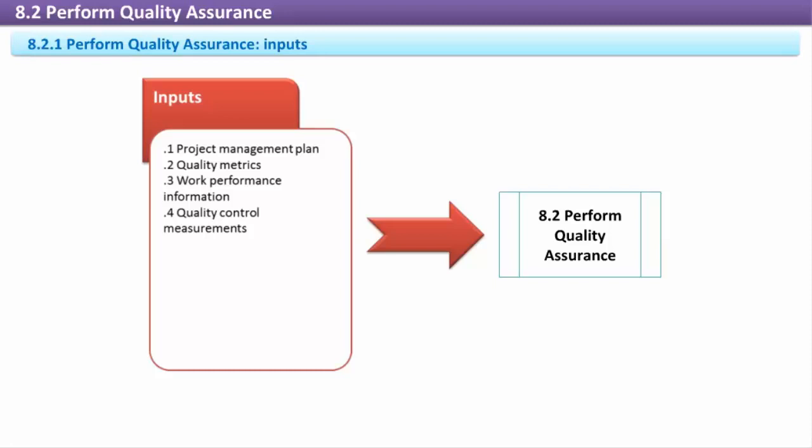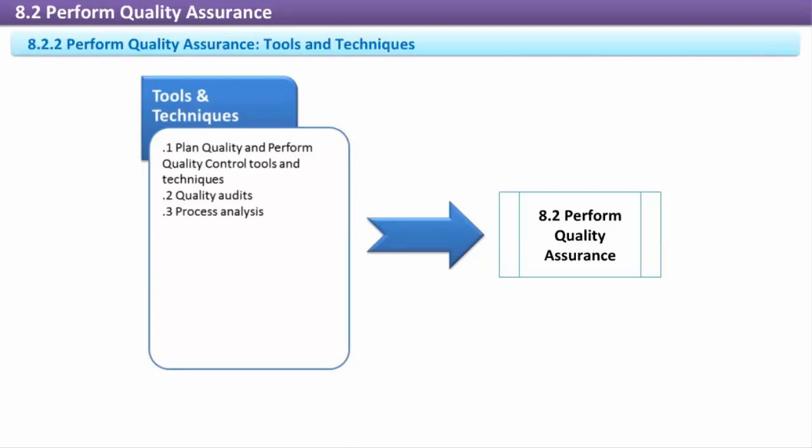Work performance information. Work performance information is any data that can be considered related to the work which produces the project deliverables. Examples are schedule and progress status information, budget and cost status, quality status, estimates to complete, resource utilization information, and lessons learned. Quality control measurements. The measurements from quality control activities are used in QA to evaluate and analyze the effectiveness of the project quality policy.